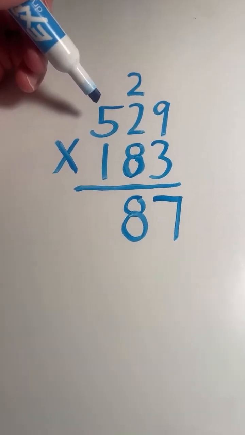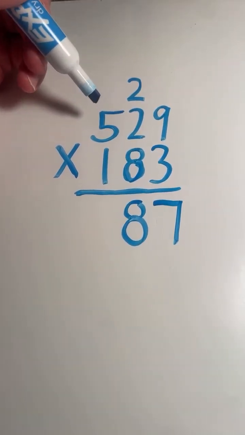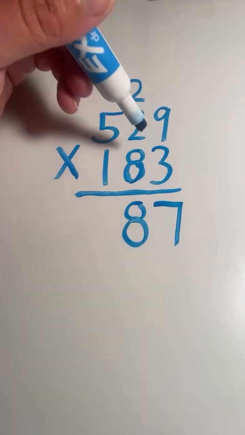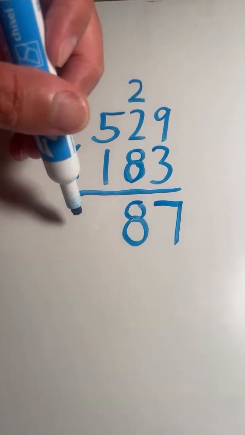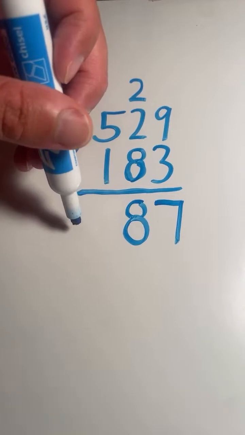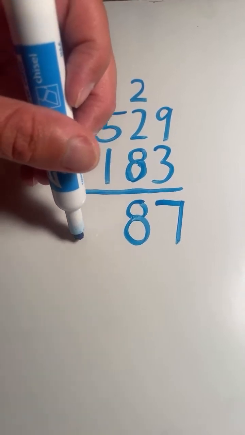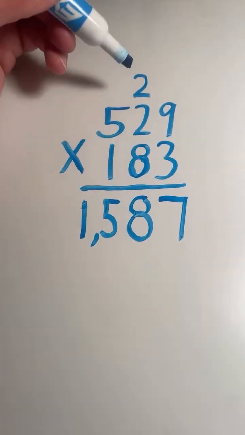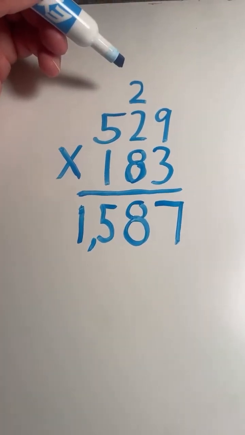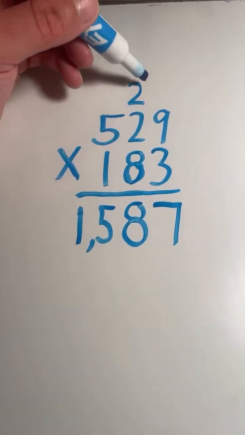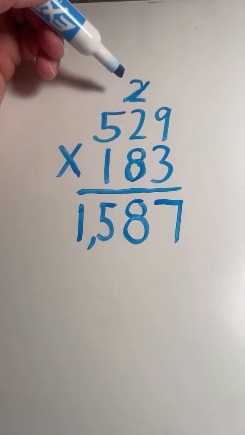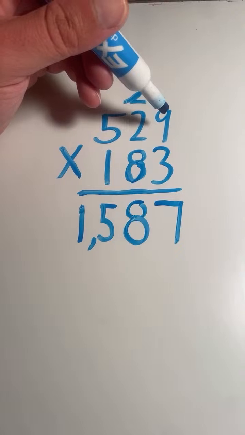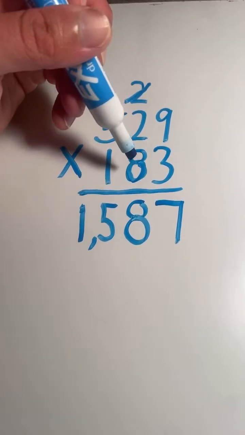All right, good. All right, next we multiply 5 times 3. 5 times 3 equals 15. So far we have multiplied 529 times 3. Our next step is we have to multiply the top 3 digits times the bottom digit in the tens place.